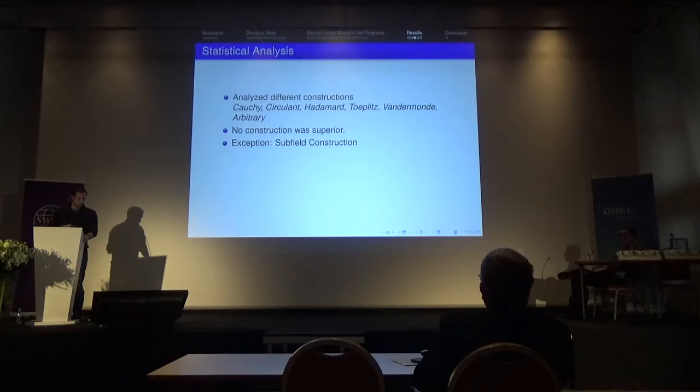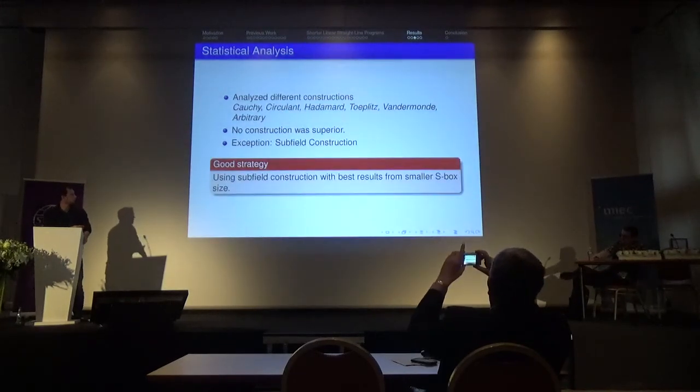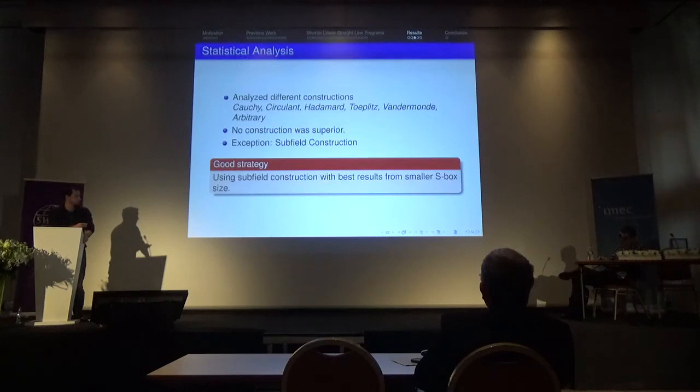And this really yielded better results than if you would just randomly use these constructions. So it might be a good strategy, if you're not able to exhaustively search the space, to use the subfield constructions if you have results for smaller S-boxes. Although this, of course, doesn't mean that the best matrices will be matrices that can be represented as the subfield construction.